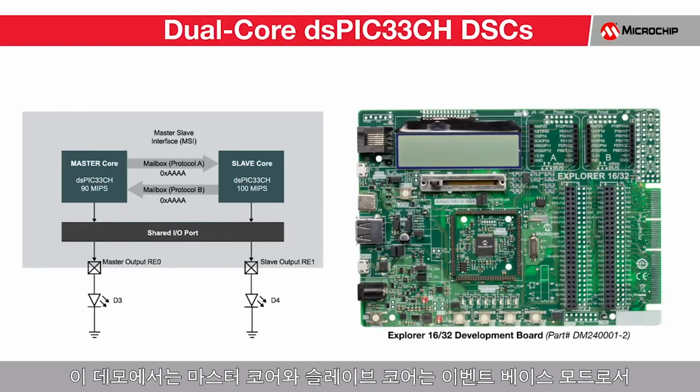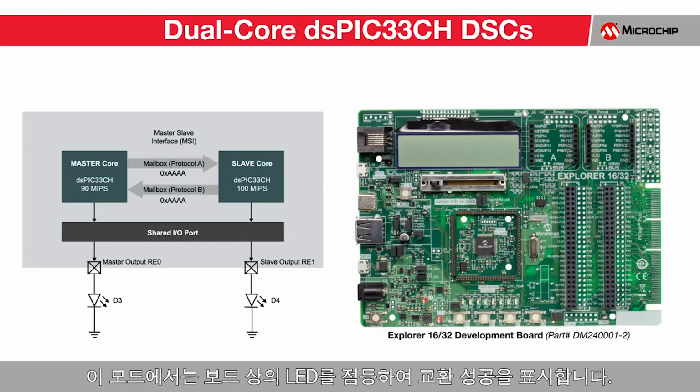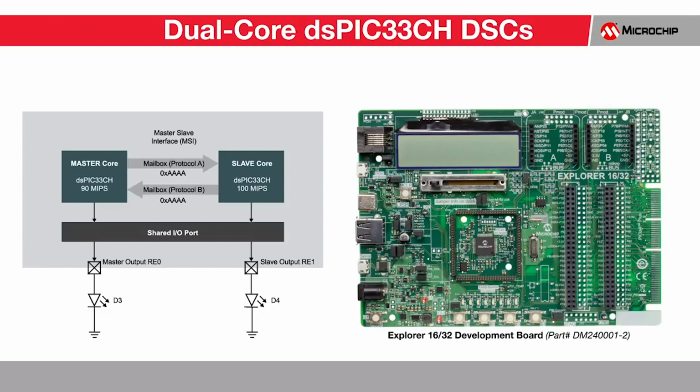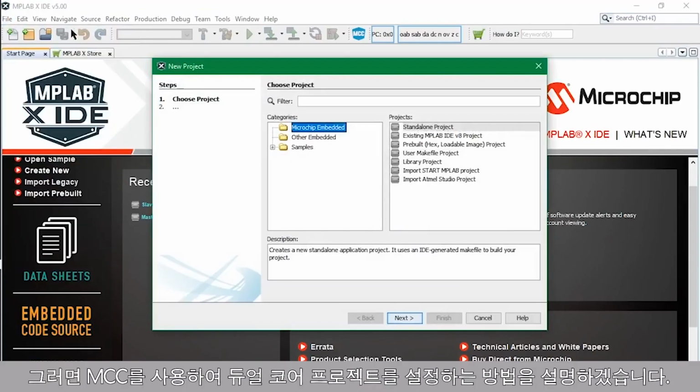In this demo, the master and slave cores are configured to exchange data using the master-slave interface or MSI in an event-based mode that lights up the respective LEDs on the board to indicate a successful exchange. Now, let me walk you through a live demonstration on how you can configure your dual-core project using MCC.